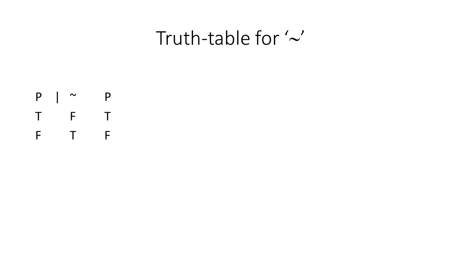Right, so what I want to start with is a quick review of our logical connectives and their truth tables. Here's the truth table for the tilde. If P is true, then tilde P is false, and if P is false, tilde P is true. So the tilde flips the truth value, from true to false and from false to true. At this point, you should know this.